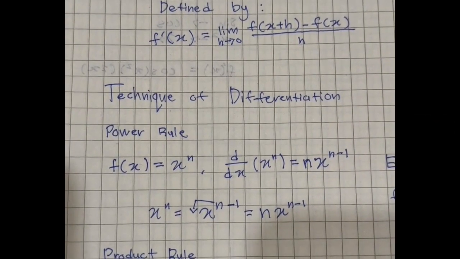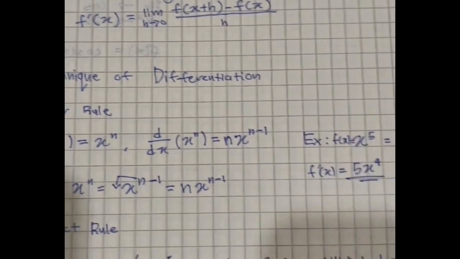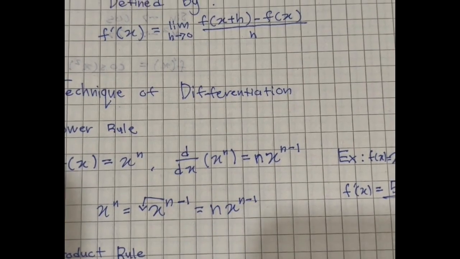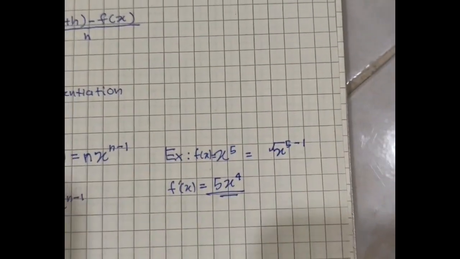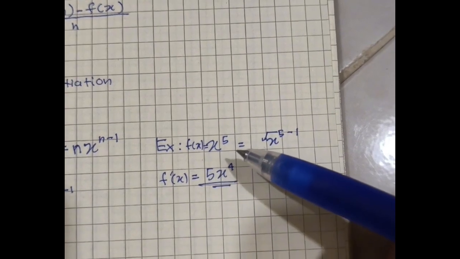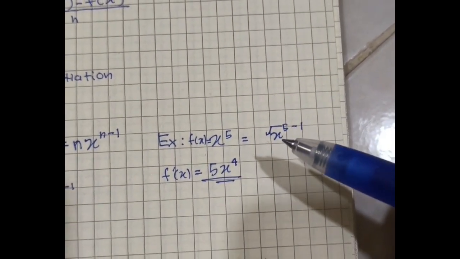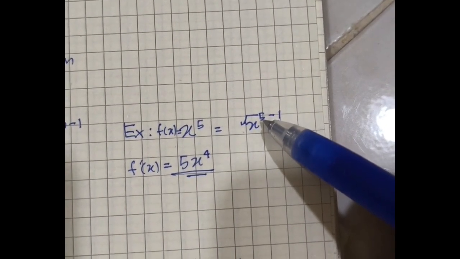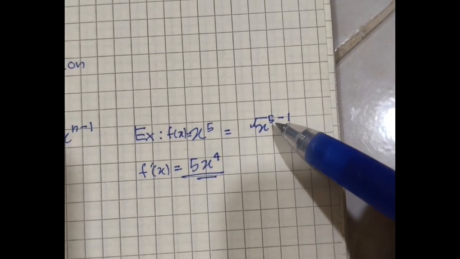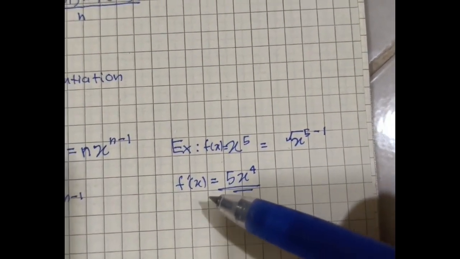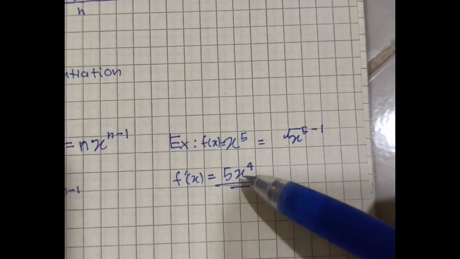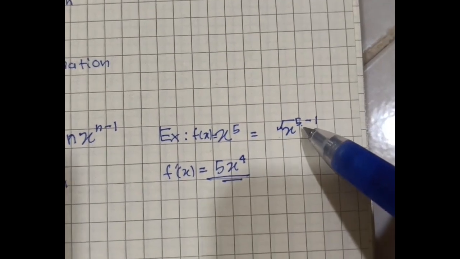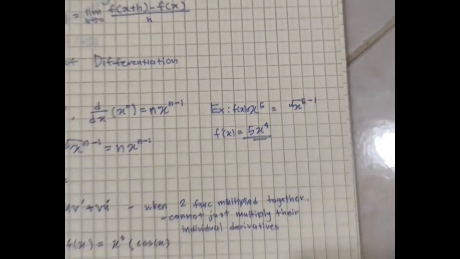For the technique of differentiation, we have the power rule. The formula for the power rule is: the derivative of x to the power of n equals n x to the power of n minus 1. For example, if we have f(x) equals x to the power of 5, when we differentiate, the power of 5 is brought to the front and the power itself is reduced by 1. Then we get f prime x equals 5x to the power of 4. 5 is the power from earlier and 4 is when we subtract 1 from 5.